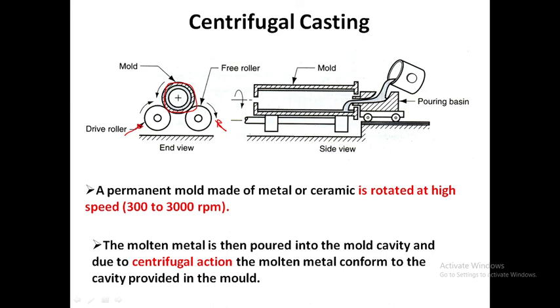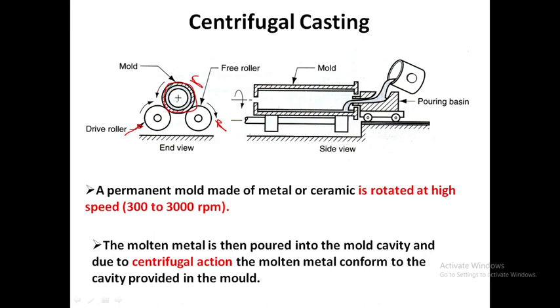So in this method, the molten metal is poured at the center of a rotating mold. Due to the rotation, a centrifugal force acts on the liquid and pushes it towards the mold walls. And when this molten metal comes in contact with the wall, what happens?